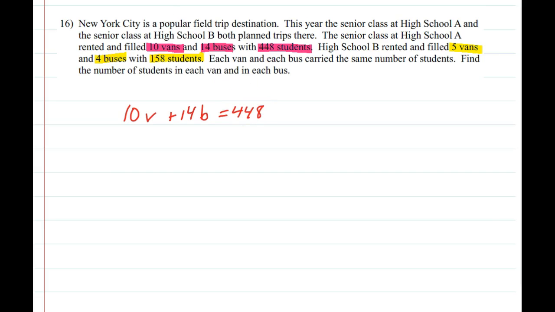And then I'll use green for the next one. Let's look at the vans. So 5V plus 4B equals 158. So now I have my system that I can solve, and so I would get rid of the v's, and to do that I would multiply by -2 and then solve like normal. I'm out of time, so I'm not going to work this one out. If you need help, let me know.